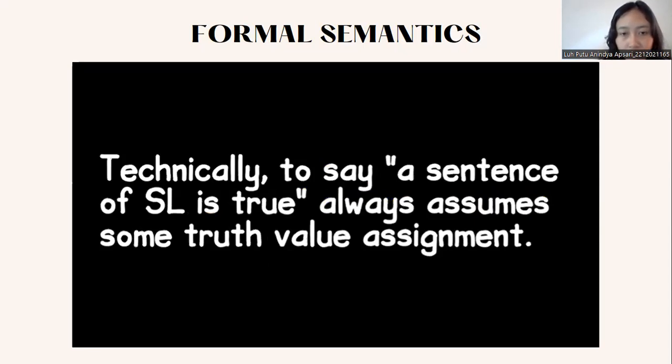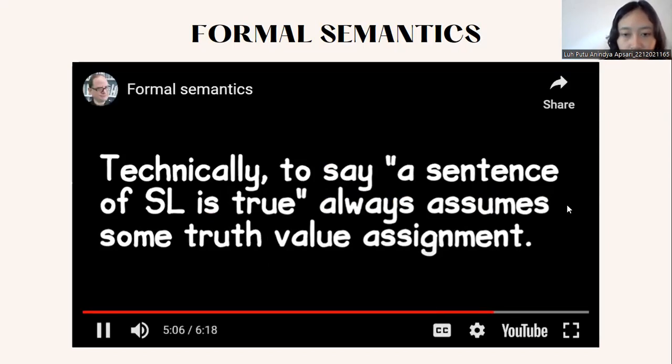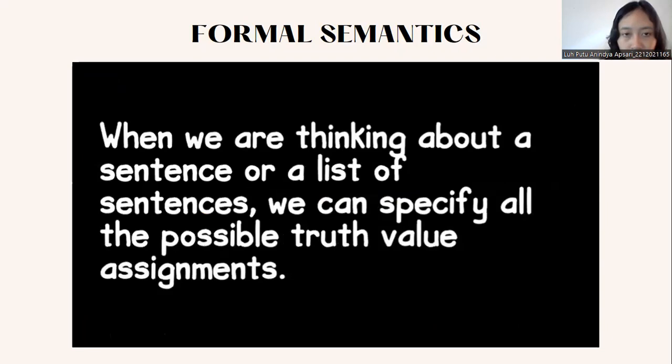Technically, to say a sentence of SL is true always assumes some truth value assignment. The truth value assignment is what makes the sentence true or false. So you can think of a truth value assignment as being a way the world could be. There's one that represents the actual world, and the others are different logically possible worlds.